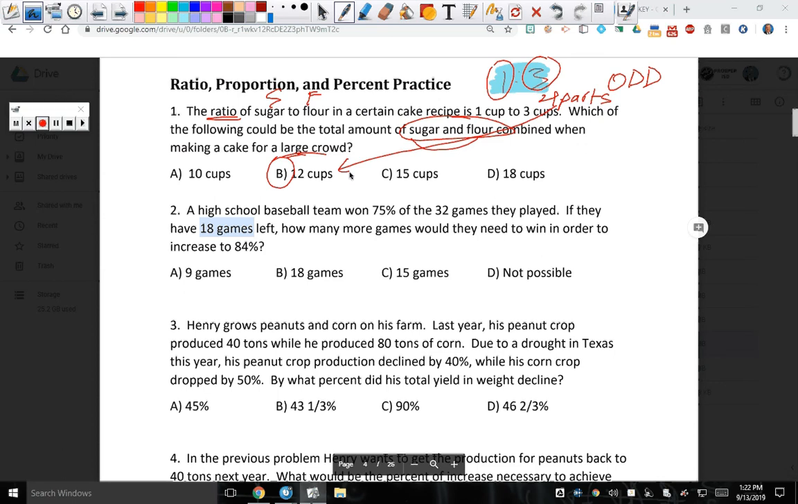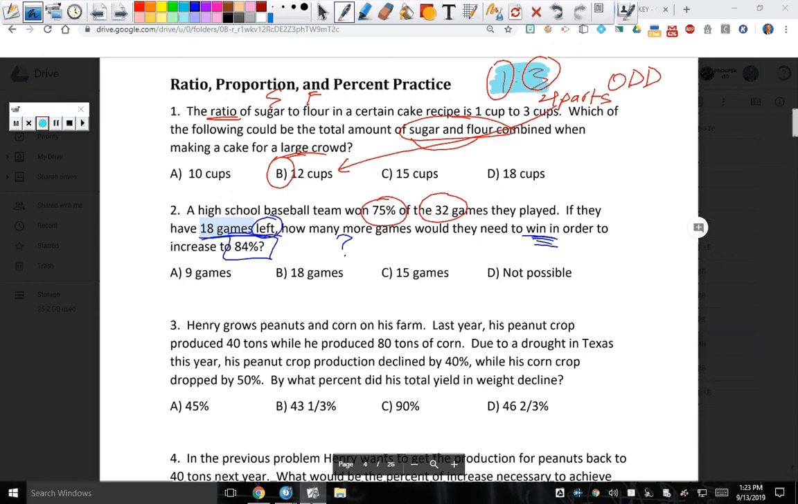Okay. Let's go with Anya. A high school baseball team. These are the ones that are really, really frequent, and they're a little bit easier to see if you know how to set them up, okay? So a high school baseball team won 75% of 32 games they played. If they have 18 games left, how many more games would they need to win in order to increase their winning percentage to 84%?